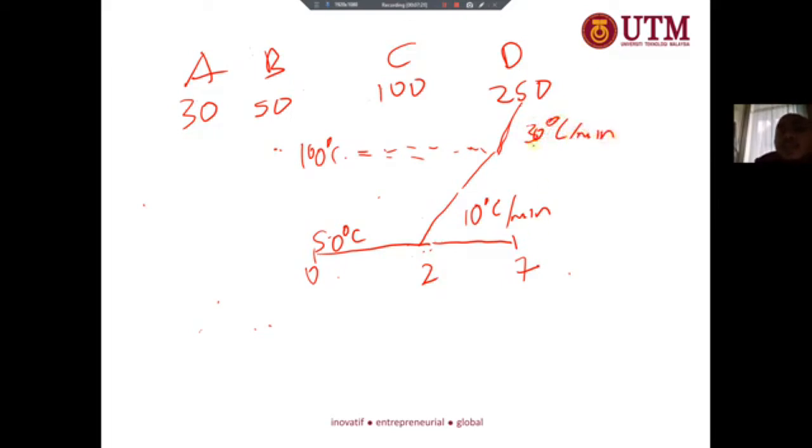So from here, 30 to 250, it will take another 5 minutes. So at minute 12, I will reach 250. Or maybe we set up until 280. So 280 will take about 30 minutes. Okay, 50, I hold for 2 minutes. So I adjust 10 degrees C per minute, so it will increase.